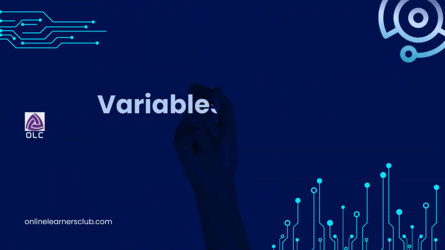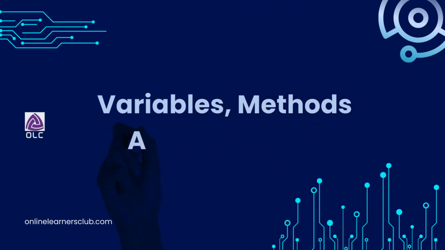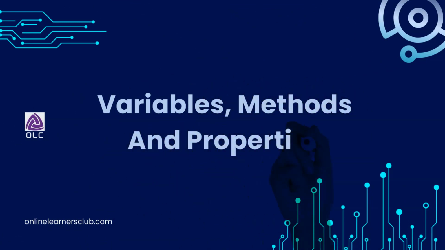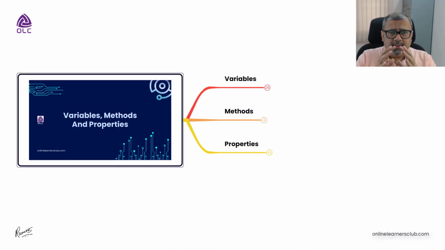So now let us go to the next chapter, which is about variables, methods and properties. So we'll understand the differences between these three elements. And also under properties, we have three types known as a read-write property, read-only property and a write-only property. We'll discuss these concepts in this particular chapter. Let us understand in detail the variables, methods and properties of a class.